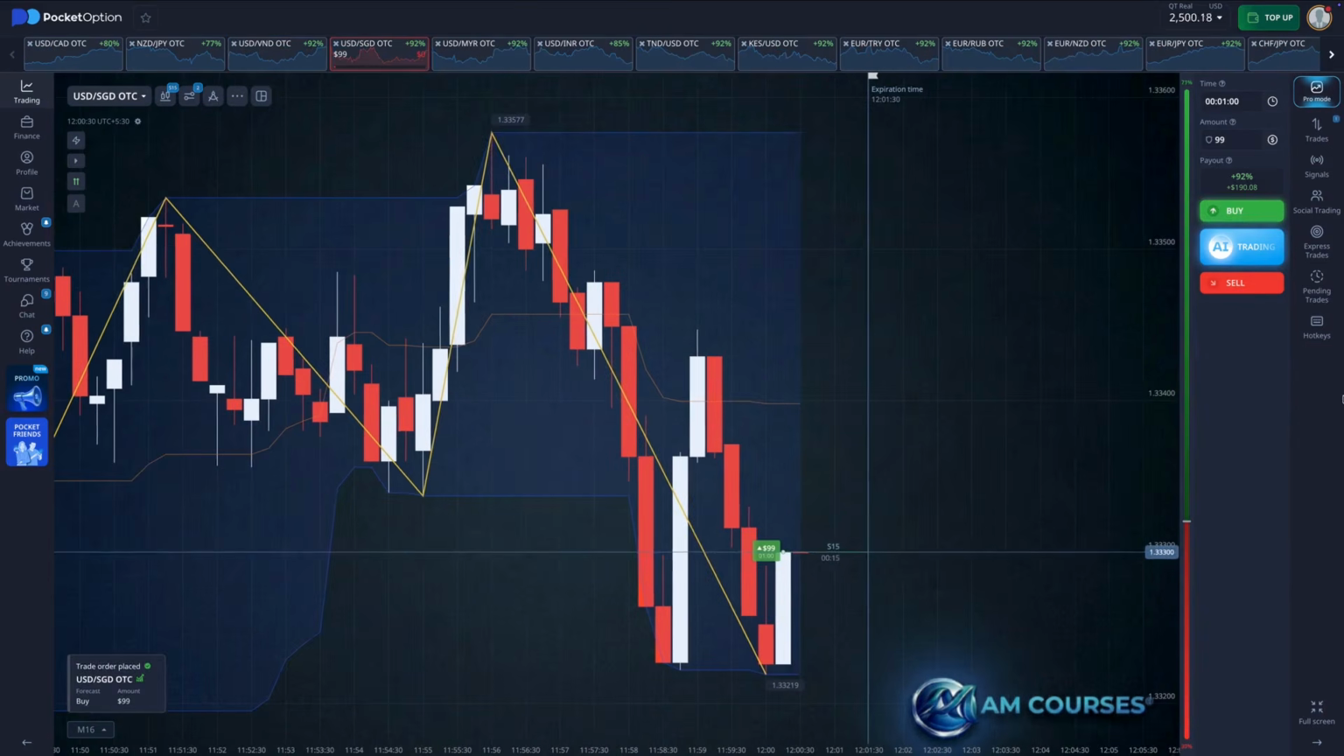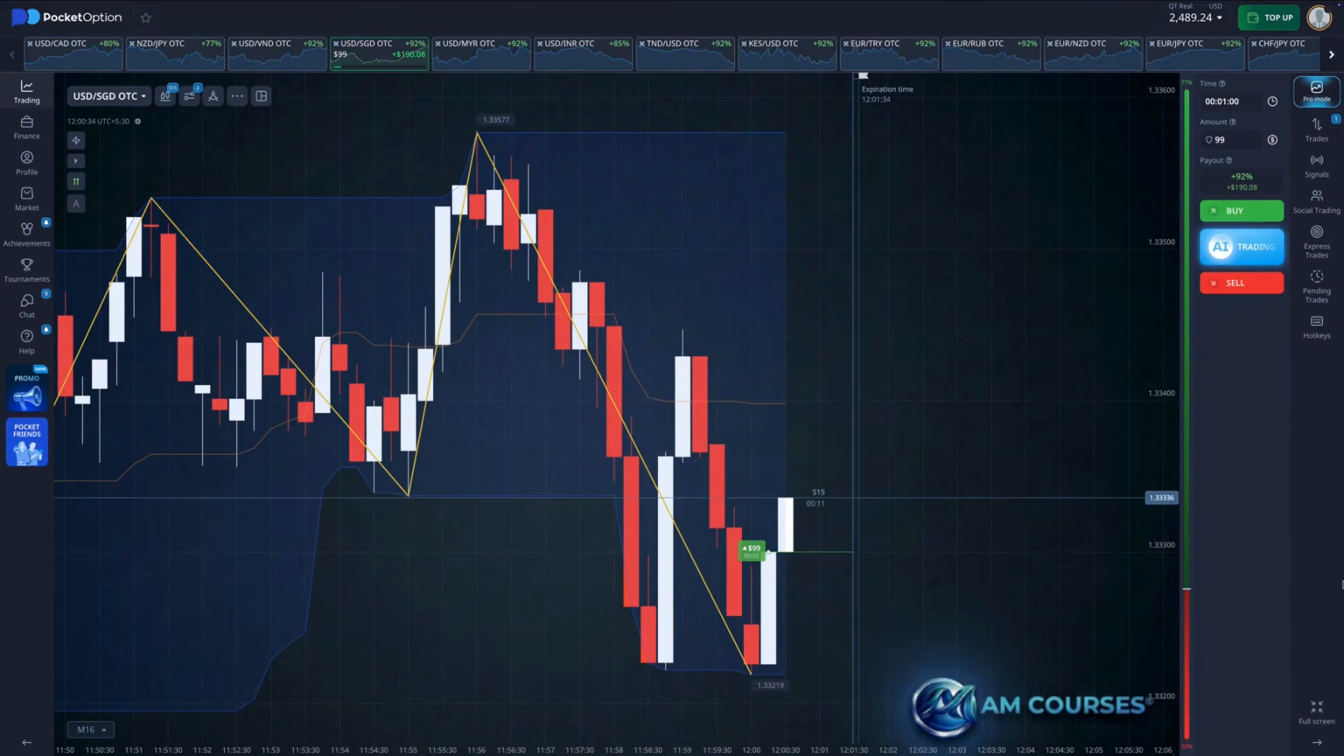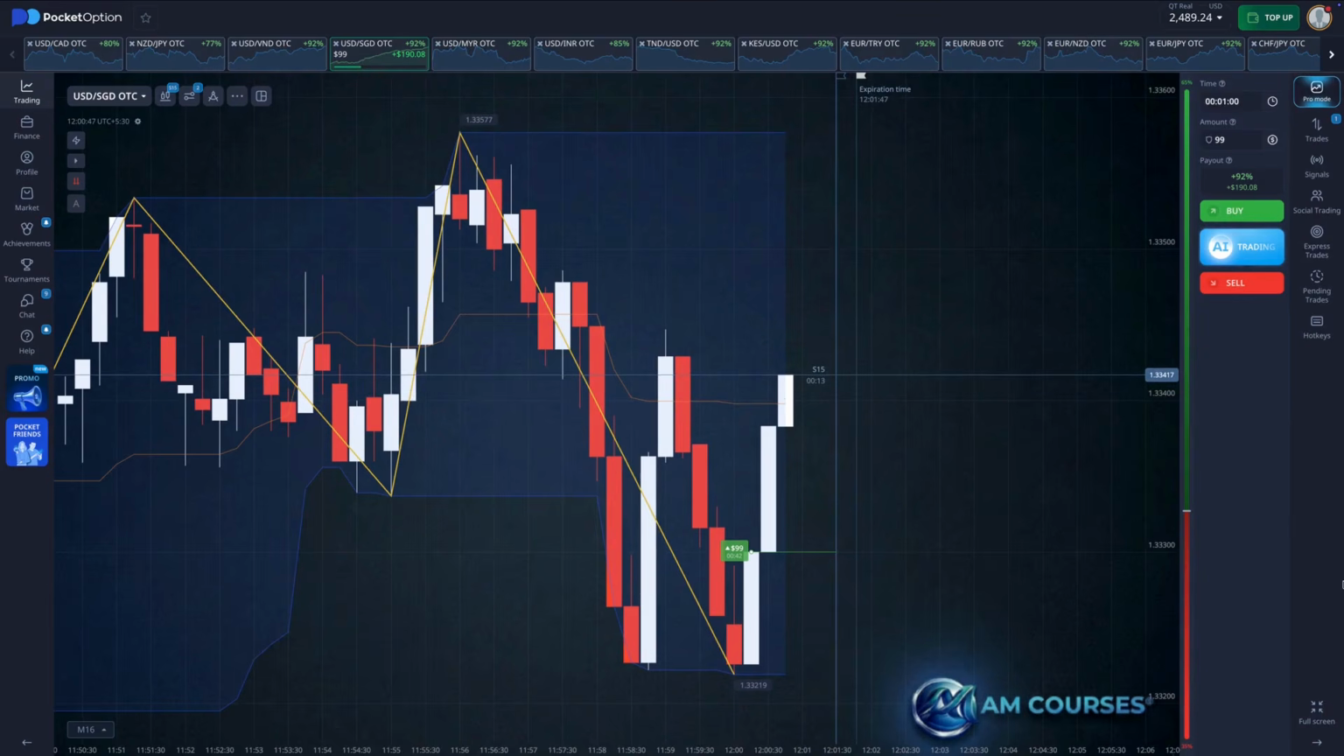So here's your takeaway from today. This zigzag and Donchian channel setup can work beautifully in choppy, ranging conditions, but always check the bigger picture before entering, because no strategy wins every single time.